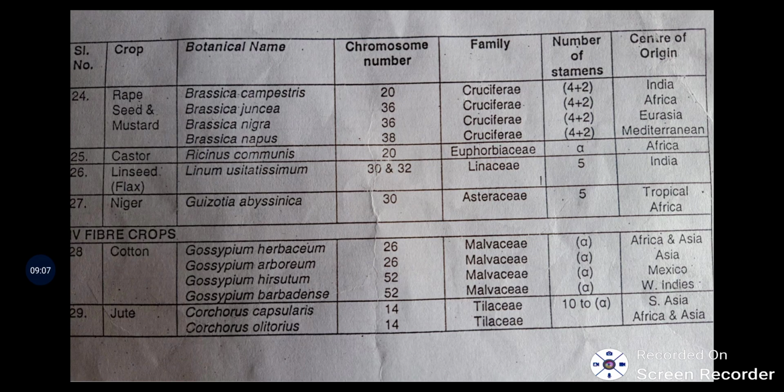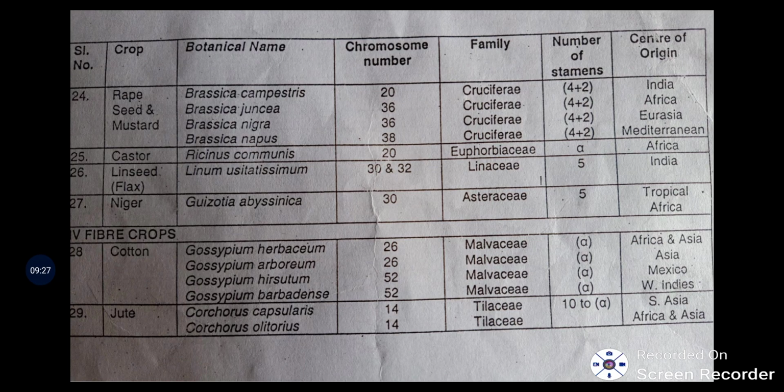Nigra means you can find that black kind. Black means Africa. So Brassica nigra originated in Africa. Then Brassica napus is originated in Mediterranean condition. Brassica juncea is known as Indian mustard. Okay, you need to remember this.